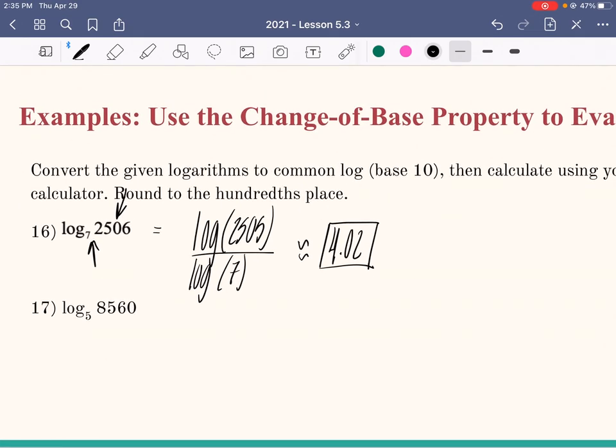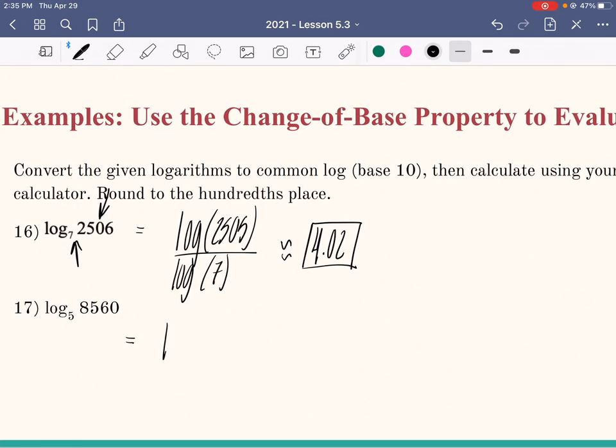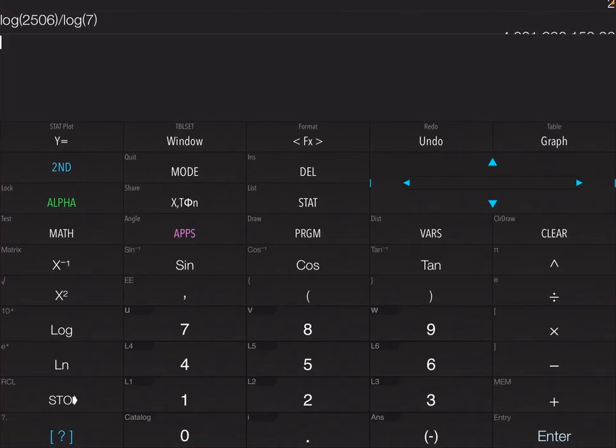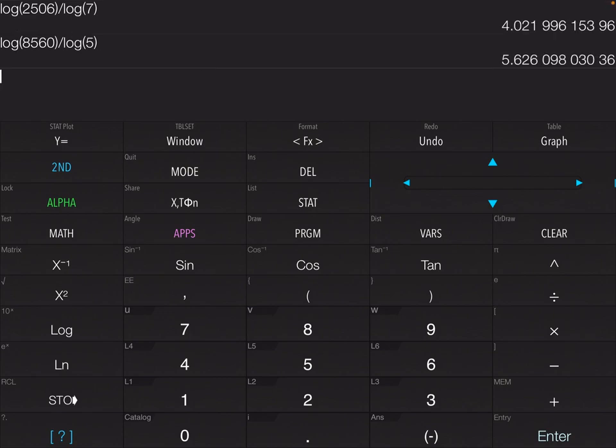All right, and then the next one here, we want base 10 again, so log of 8,560, the first number, divided by log base 10 of the original base 5. So let's plug that in, 8560 divided by log of 5. Okay, which is about 5.63.